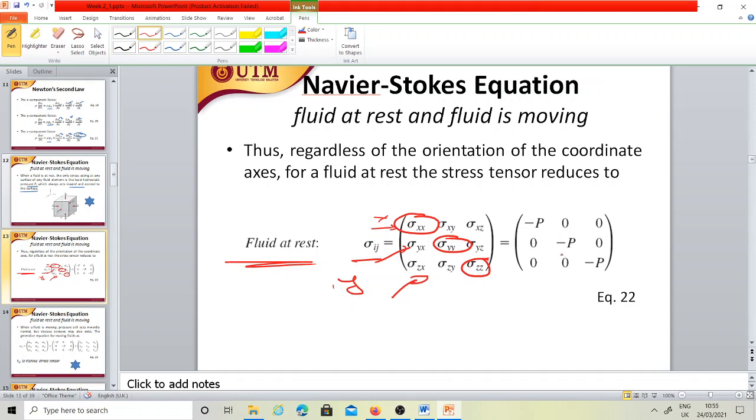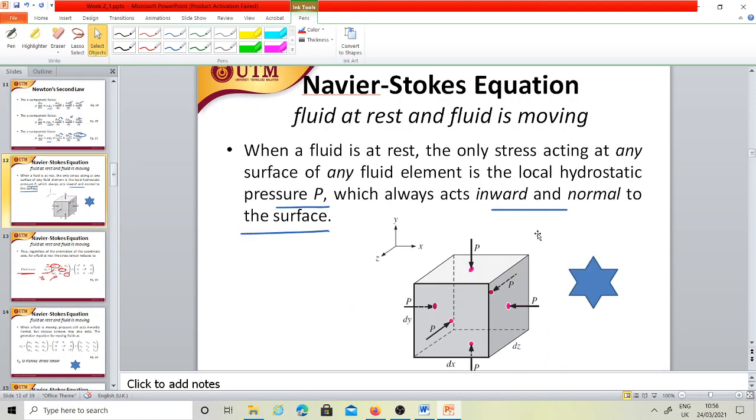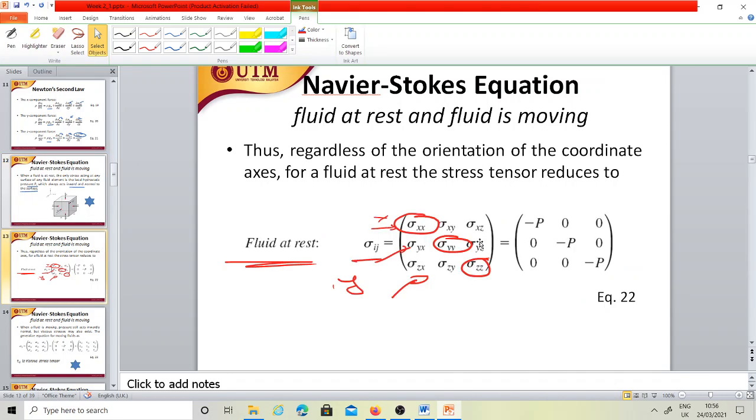Because the fluid is at rest, we don't have any shear. And in this case, the direction is minus, because it always acts opposite. It's pressure, right? It always acts perpendicular to the surface and in the inward direction. You can see it always acts inward and normal to the surface. So that's why we have the minus sign. So this is in the case of fluid at rest.